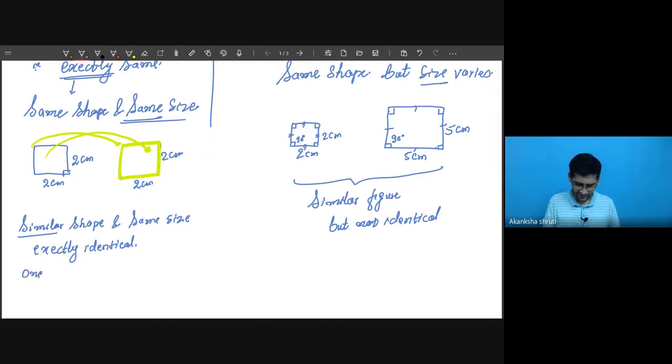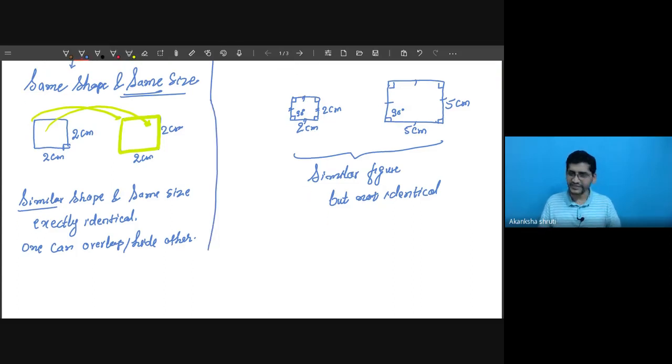So one can overlap or hide the other. This is the meaning of congruency. So for congruency, what we are observing, their side lengths are equal. Okay. So similarity with their identical side length. Here, whatever the area that you are considering, the same area for this one, because for both the cases, the same formula will be followed.